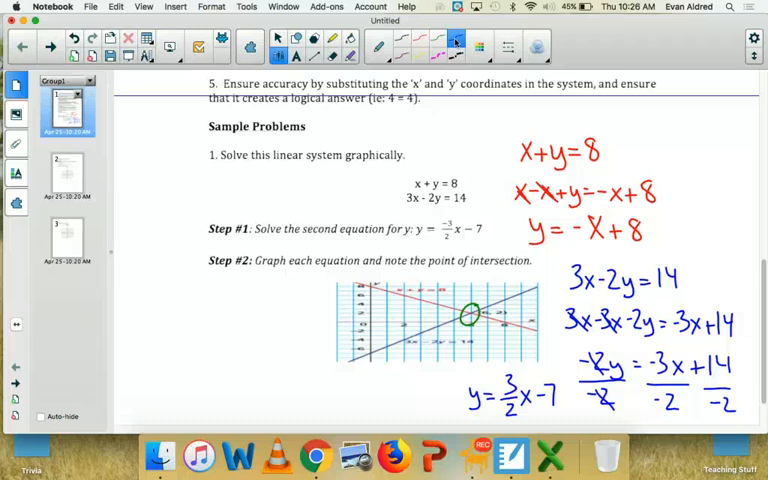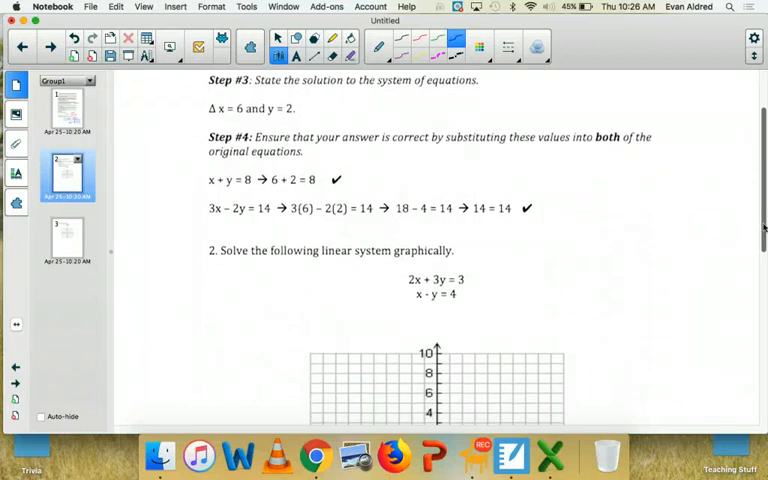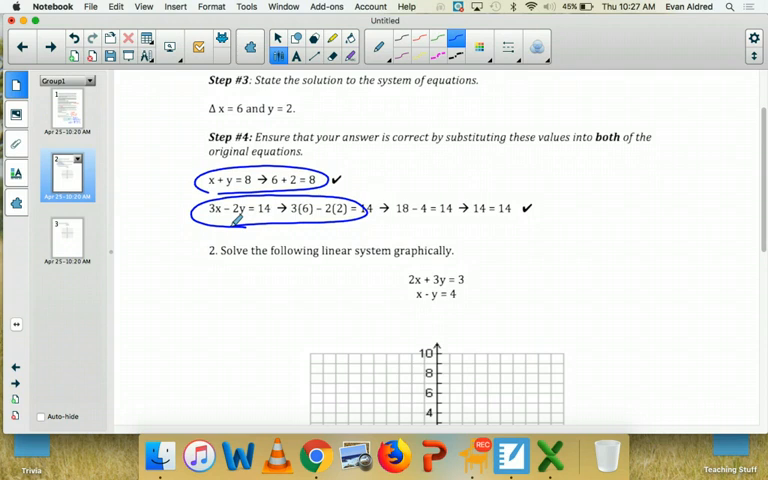So we can confirm that that's accurate by plugging 6 and 2 into each of the original equations. And that, you can see, is being done right here. So the values have been plugged into the equation, and then it checks out. So we see that in the top one, when we plug 6 in for x and 2 in for y, we get 6 plus 2 equals 8. Well, 8 does equal 8, so that makes sense.